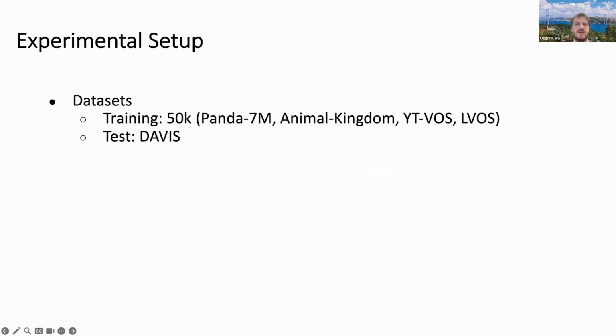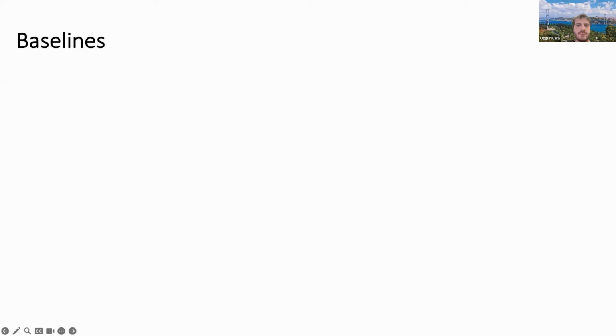And in our experiments, we needed robust data, and we utilized a combination of training datasets amounting to about 50K samples. These included Panda-70M, Animal Kingdom, YouTube-VOS, and LVOS. And in terms of testing and evaluation, we primarily used the DAVIS dataset, which is one of the standard benchmarks for video segmentation and video processing.